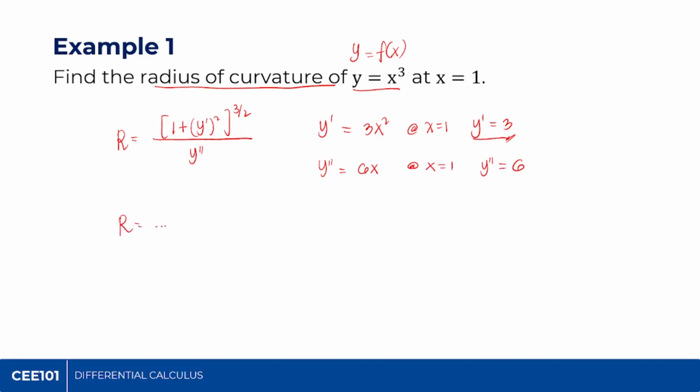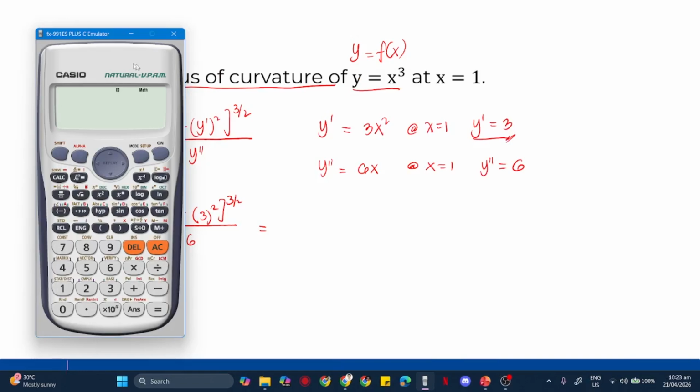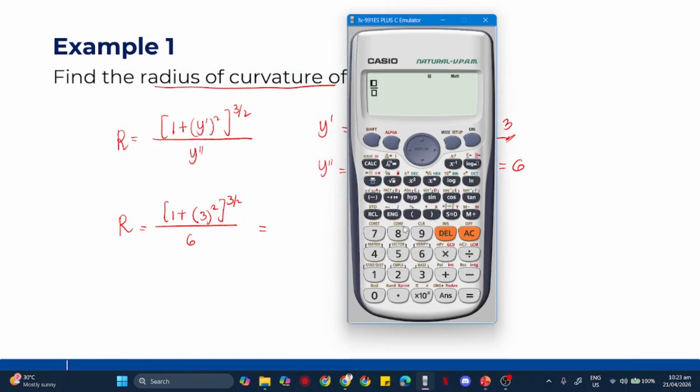Therefore, plug in natin dito sa ating working formula. And that is equivalent to 1 plus y prime natin would be 3 squared, then it's the power of 3 halves, and then we have here the second derivative of y, which is 6. So kindly use your calculator to solve this one. Okay, I'll be carrying out mine. So we have here 1 plus 3 squared, and then we have here raised to the power of 3 halves, or that is 1.5, all over 6. So the answer would be 5.27.